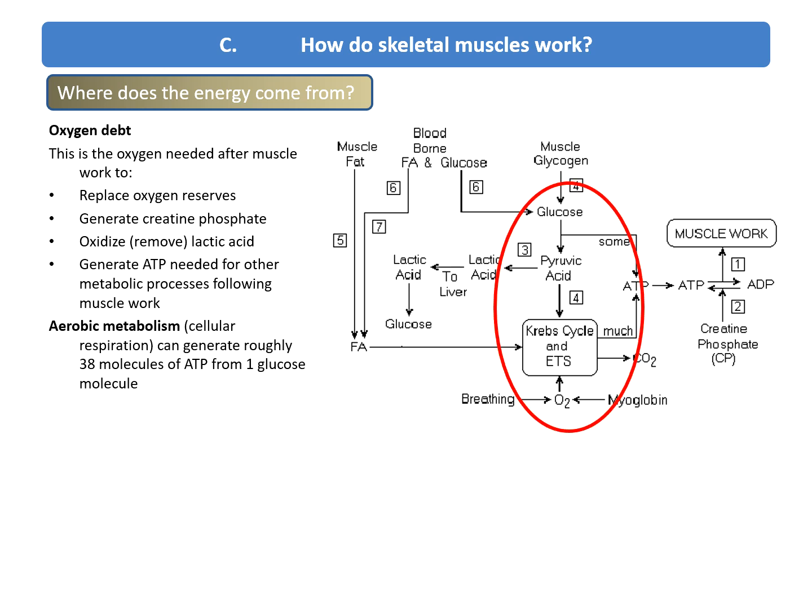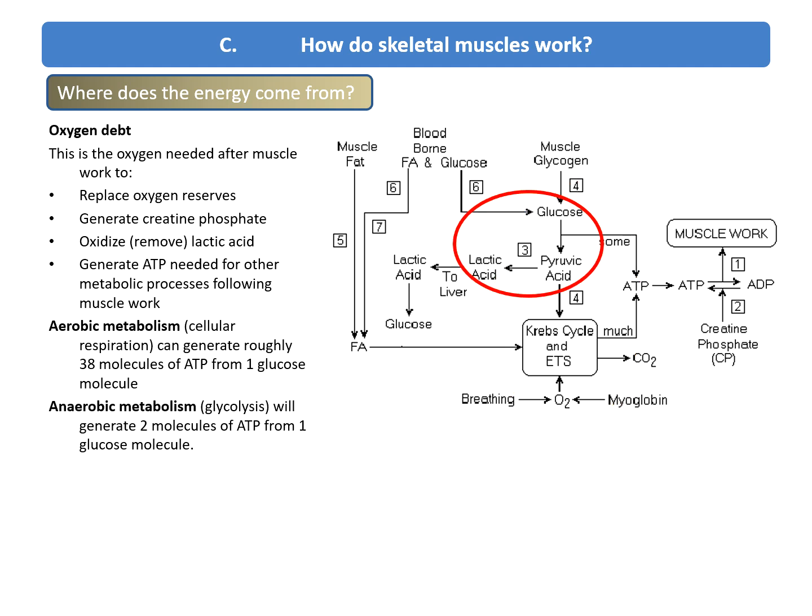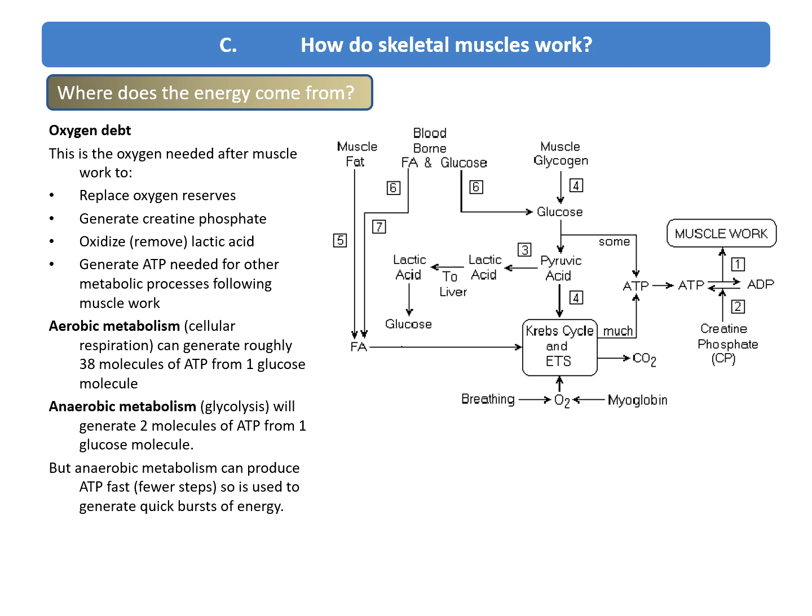Aerobic metabolism, cellular respiration, can generate roughly 38 molecules of ATP per glucose molecule, whereas anaerobic metabolism, glycolysis, will generate 2 molecules of ATP from 1 glucose molecule. But anaerobic metabolism can produce ATP fast because fewer steps are involved and oxygen doesn't have to be transported in. So it's used to generate quick bursts of energy.